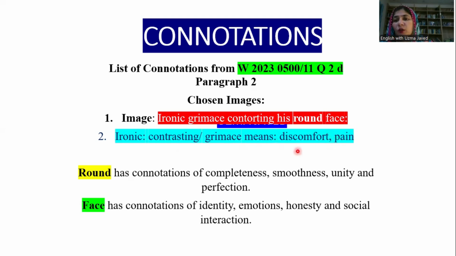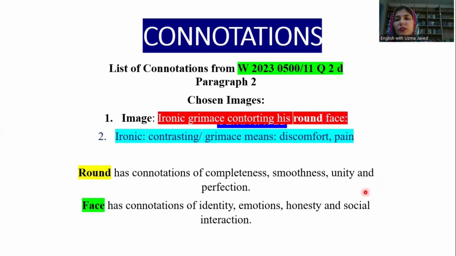But for the choice of connotations, I will be choosing easy words. The words which I have chosen for your understanding are round and face. These were the literal meanings which I explained to you, because obviously in exams you have to write down the literal meaning. But for connotations, the first word is round. Round has connotations of something which is complete in itself. Obviously, a round thing does not have any curves or corners, so it has the connotation of smoothness, or something which is perfect and complete in itself, or even unity.